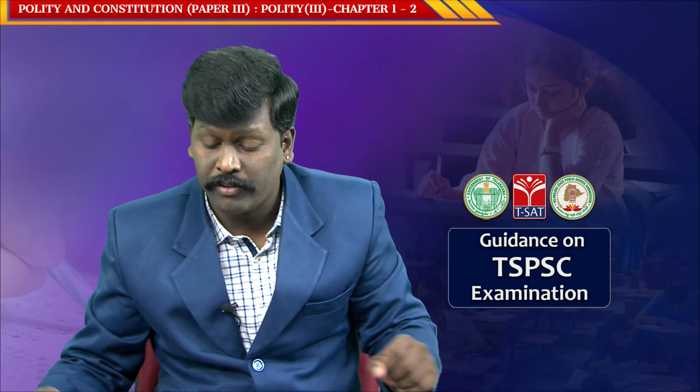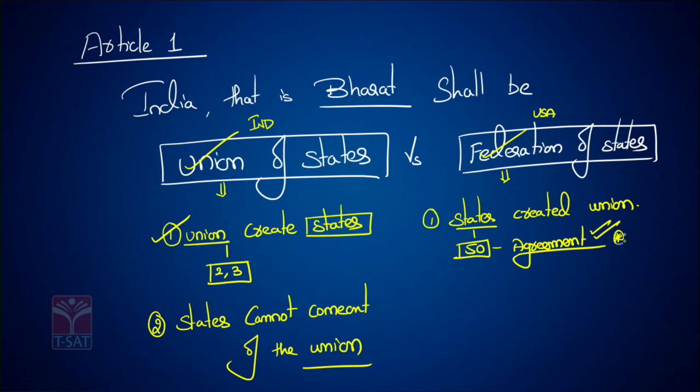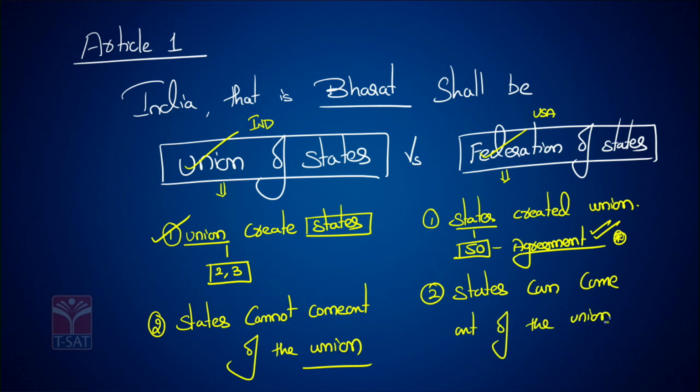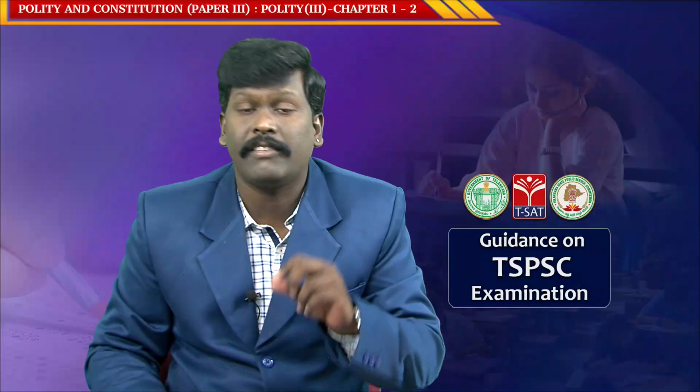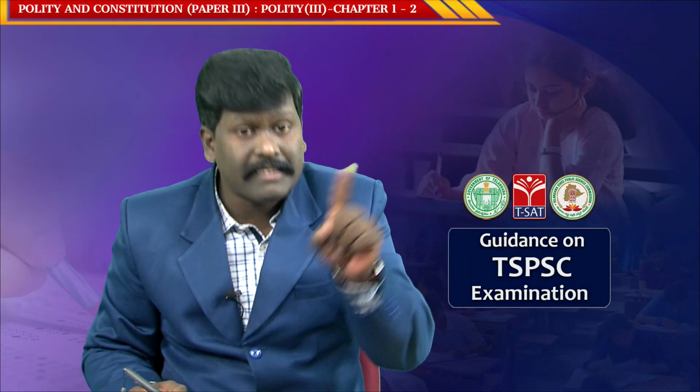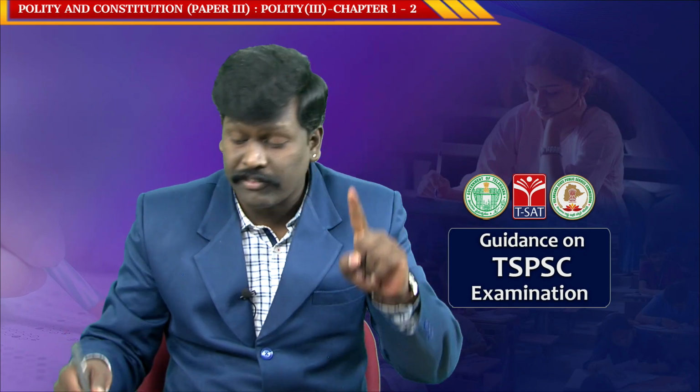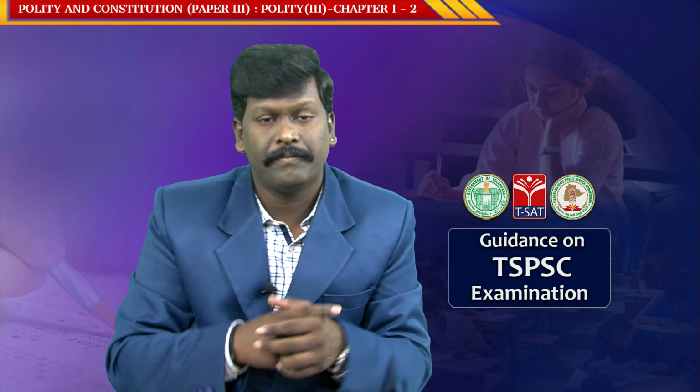But look at the USA. Because it is formed by an agreement, states can come out of the union. For example, out of 50 states, imagine Texas says, I don't want to be with the USA, I will come out of the agreement and form a new country. But in India, it is not the same case. No state has the authority to come out of the country.